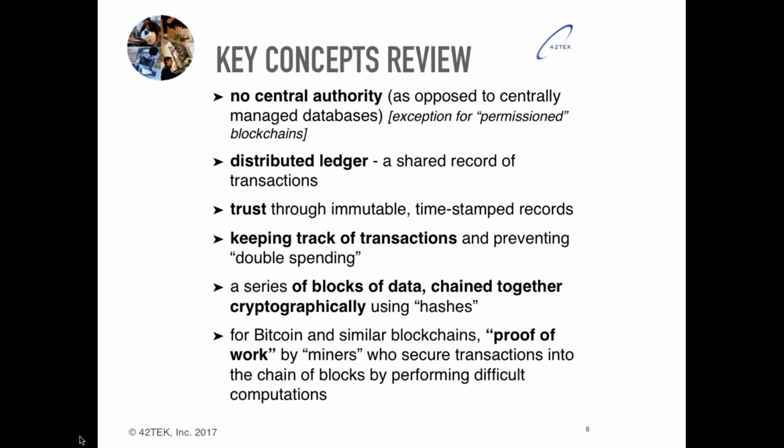So just to review, in a blockchain, there's no central authority unless you're running what's called a permissioned or private blockchain, and we'll talk about those later. But because everybody's got a copy of the distributed ledger, everybody has this shared record, the trust comes from knowing that the record is immutable and time-stamped once things are properly recorded.